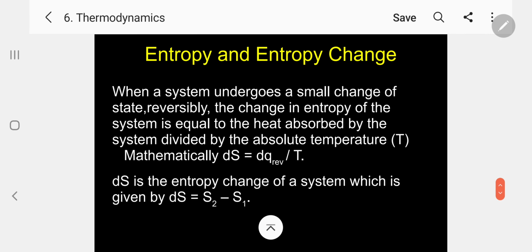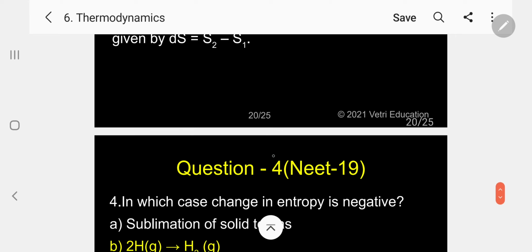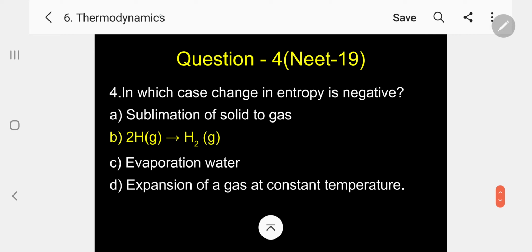Now, when a system undergoes a small change of state reversibly, for that infinitesimally small change, the change in entropy of the system is equal to the heat absorbed by the system divided by the absolute temperature. Mathematically, dS = dq reversible / T. So dS is the entropy change of the system, which is given by S2 minus S1. This is entropy and entropy change.